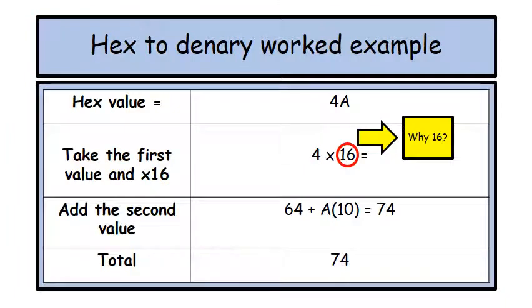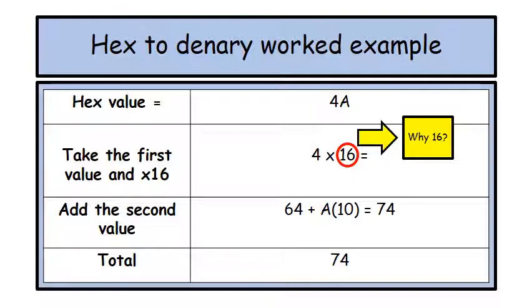So we're looking at hexadenary here. And again, you write this down just as I'm going through. Okay, so hex value equals 4A. Now what you can do, you can just write number 1 or step 1. Second step, you take the first value and you multiply by 16.